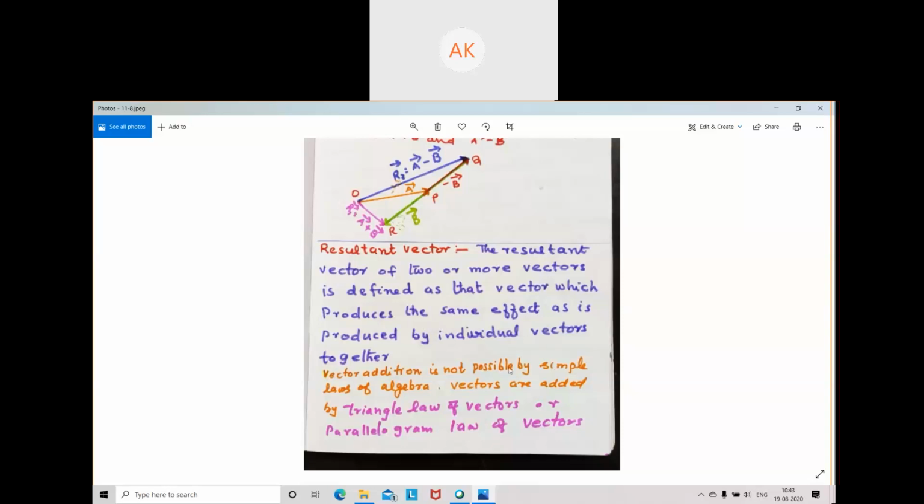Vector addition is not possible by simple laws of algebra. Vectors are added by triangle law of vectors or parallelogram law of vectors. Now these methods are geometrical methods of addition. There are some other methods, that is triangle law of vectors and parallelogram law of vectors.